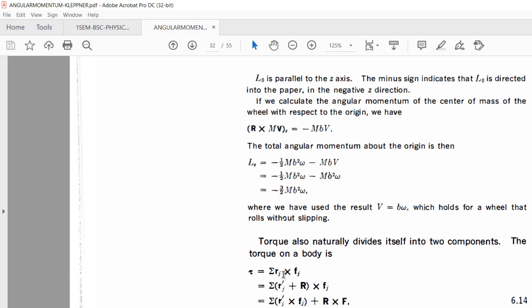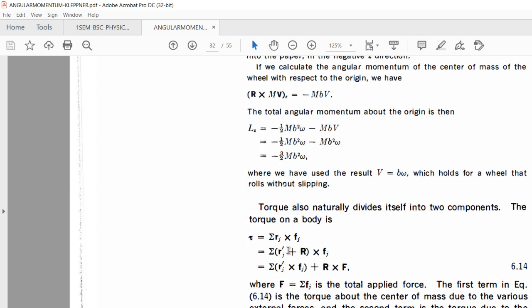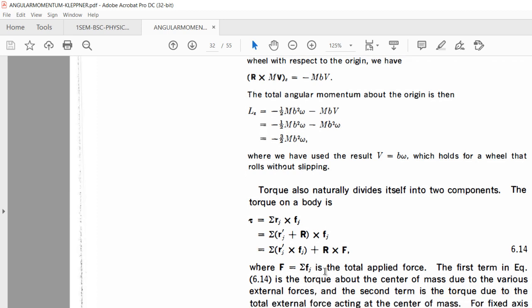Now we know that the torque has two components. It is given by r cross F, and here we divide r into r dash plus capital R. Therefore it is r dash cross F plus R cross F, where capital R is the position vector of the center of mass, and capital F is equal to sigma F j, the total applied force. The first term is the torque about the center of mass due to various external forces. The second term is the torque due to the total external force acting at the center of mass.